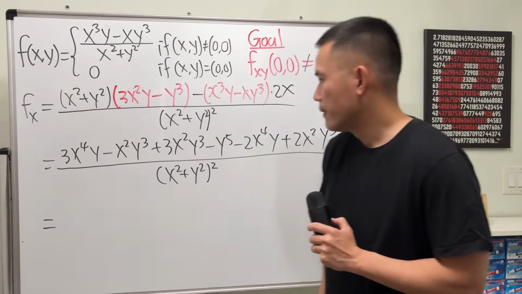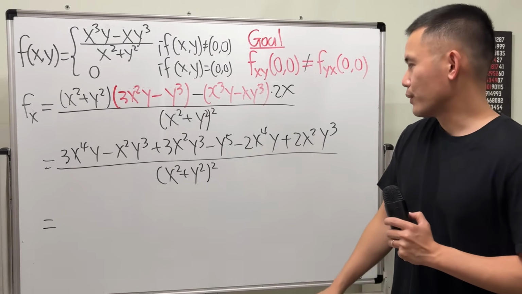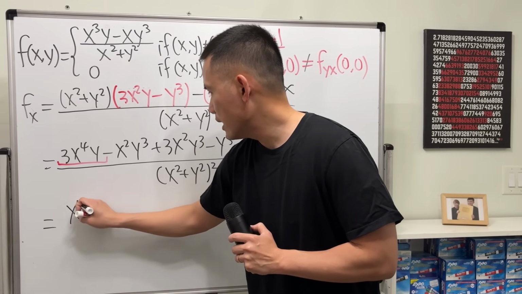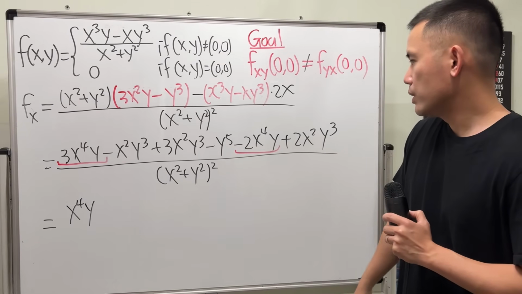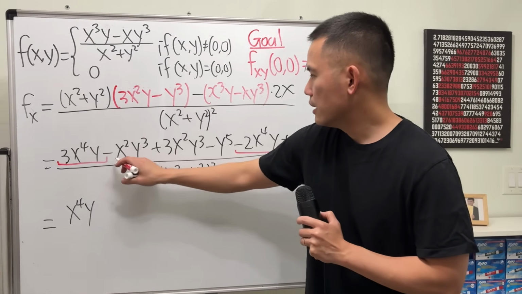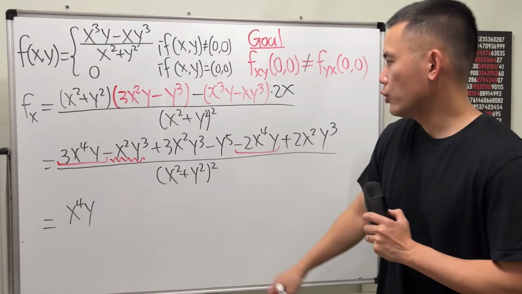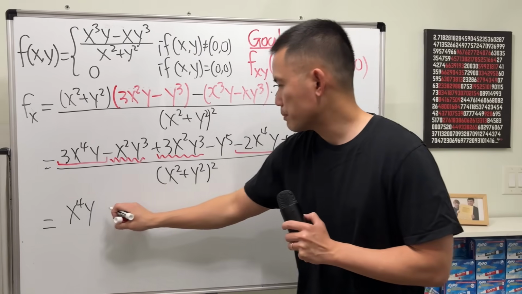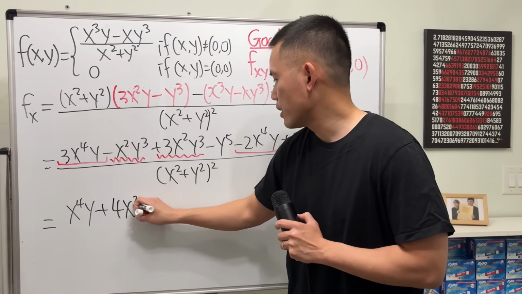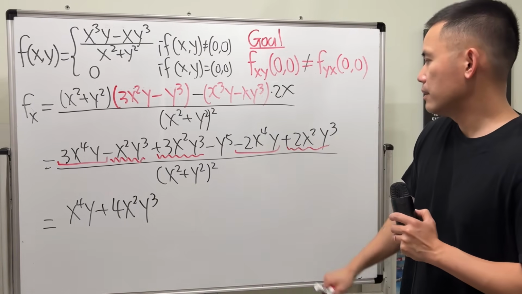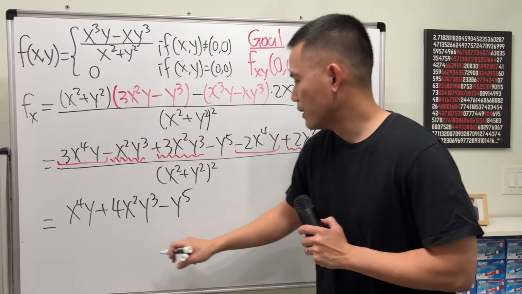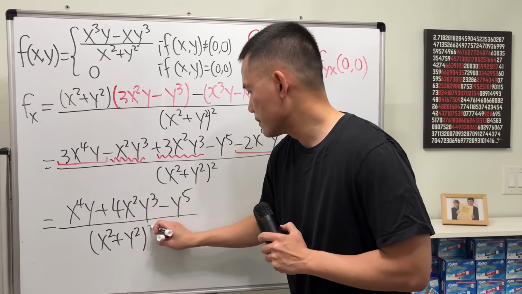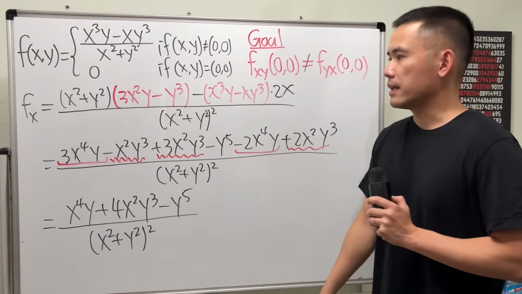Okay, let's see, can we combine anything? Of course, this and that, so we get positive x to the fourth y, and then we also have minus x squared y cubed, and then plus 3 of them, so it's 2, and then we have 2 more here, so that's plus 4 of them, x squared y cubed, and then minus y to the fifth all over the denominator. So that's f sub x.